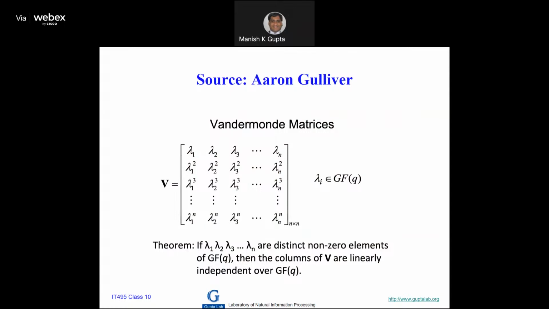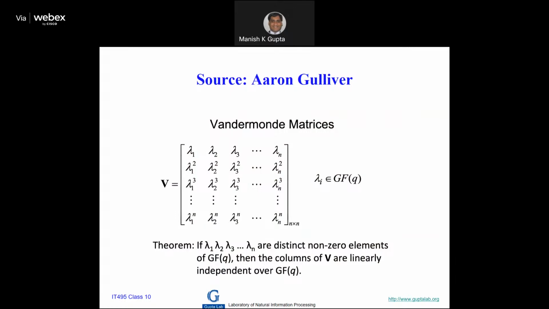All you need to do is subtract this column and this column, and take lambda 1 minus lambda 2 out, this minus this, and so on. Then you just expand the determinant. You will see the rest of the things will be there, but essentially it depends on the differences of the lambda i's. So as long as the lambda i's are distinct, this is a non-singular matrix. All columns are linearly independent. This is n by n.